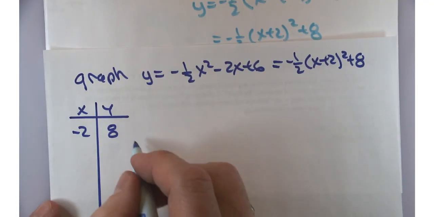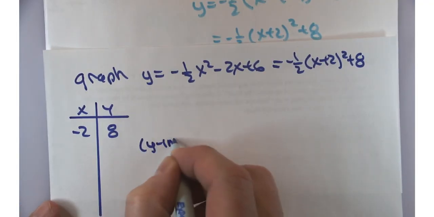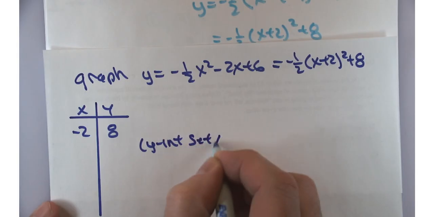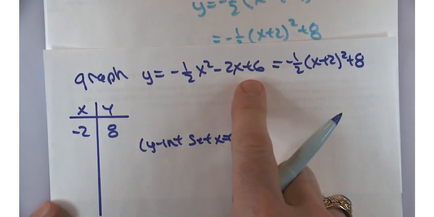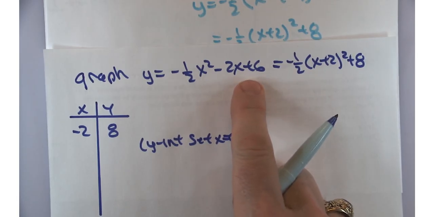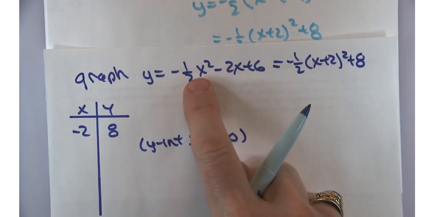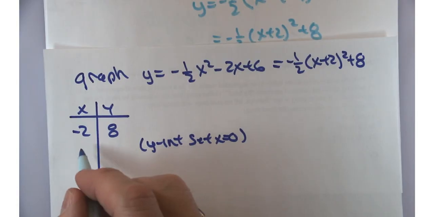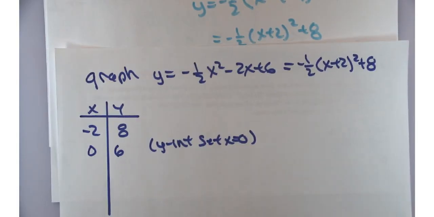Now to find the y-intercept, we already did that. You're going to set x equal to 0. It's easier to set x equal to 0 over here, because this term and this term just disappear, so you get 0 and 6.